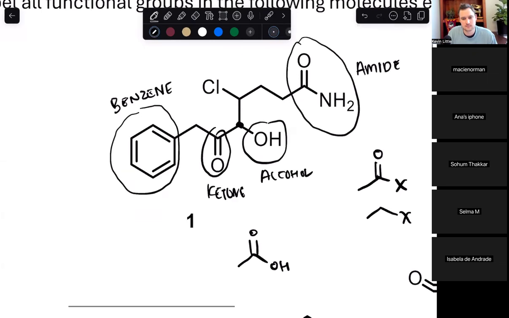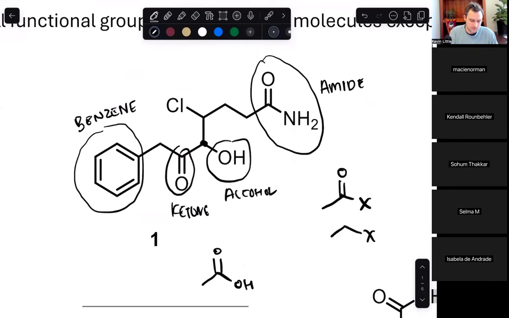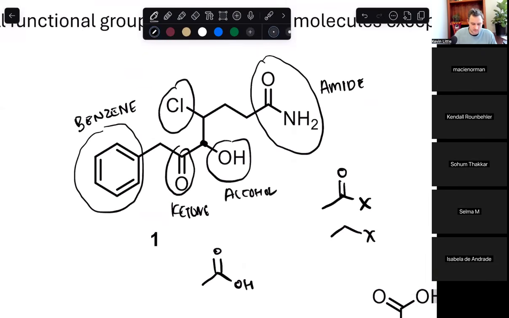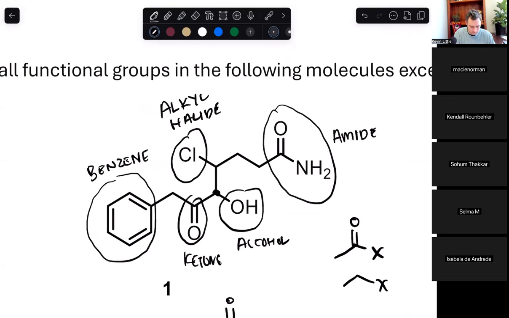How did you name the chlorine in that one? Okay, so I can be pretty flexible about this. Technically, I call this an alkyl halide or an alkyl chloride, because what that's saying is that there's a halogen connected to a carbon. So that's kind of the more encompassing name. If you want to just call it a halide, that's okay.